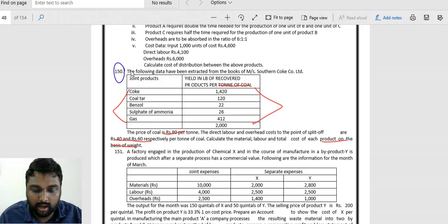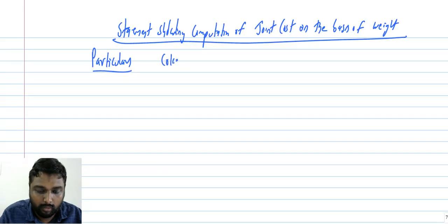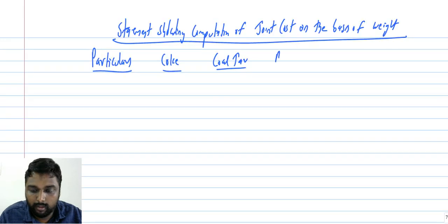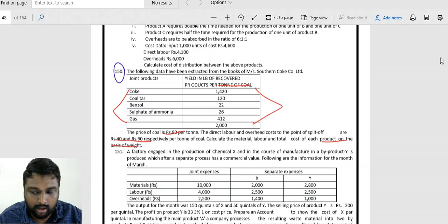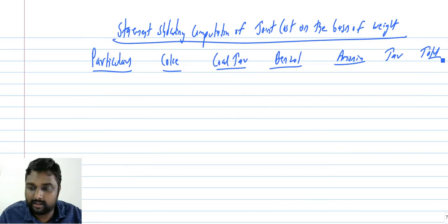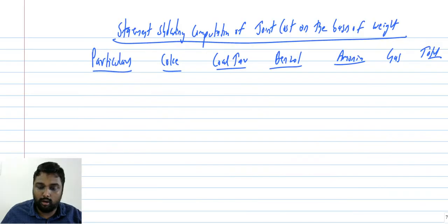What are the products we have? We have 5 products: coke, coal tar, benzol, ammonia, tar. Sulfate of ammonia, so I wrote it as ammonia, and tar. Not tar, it's gas. So coke, coal tar, benzol, sulfate of ammonia, gas.